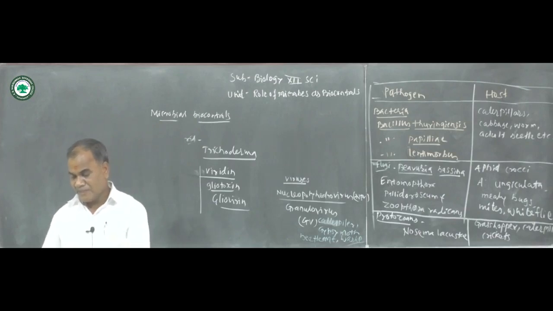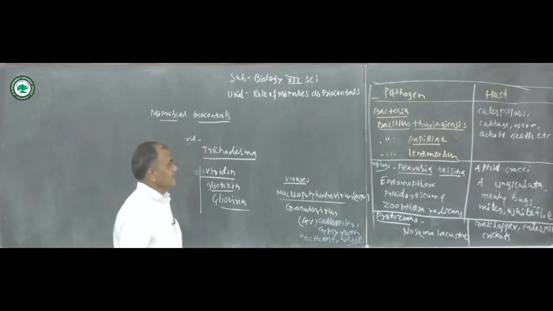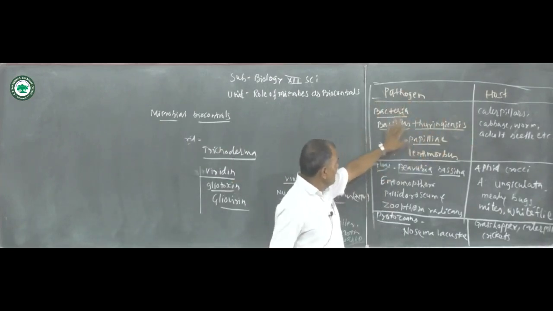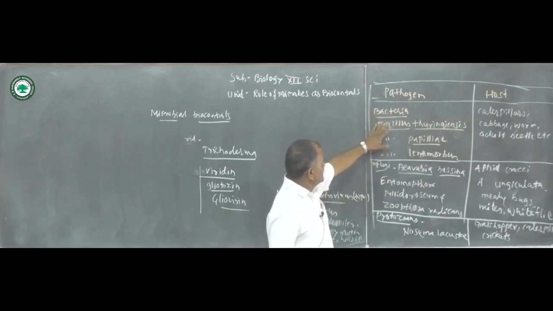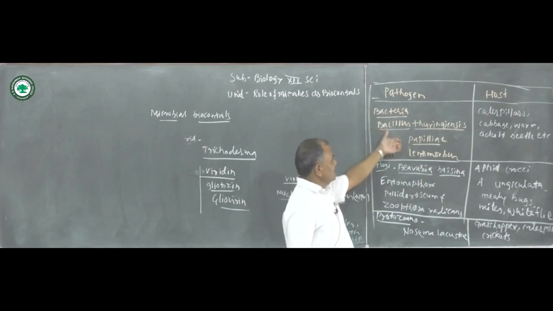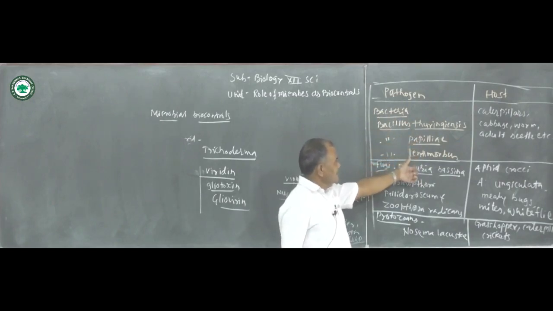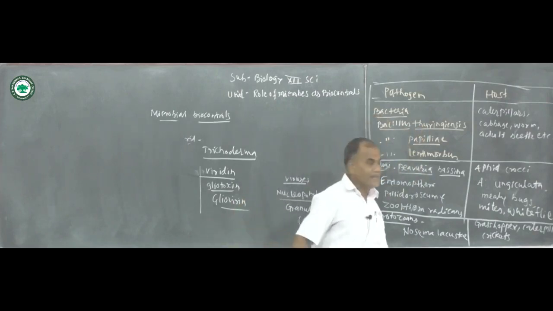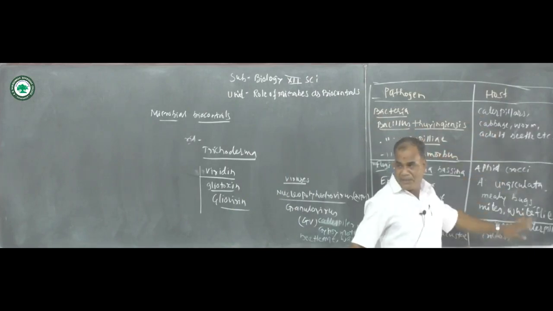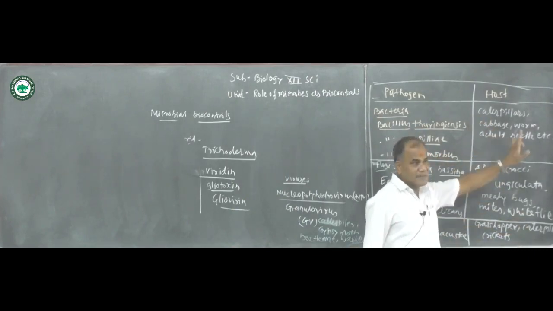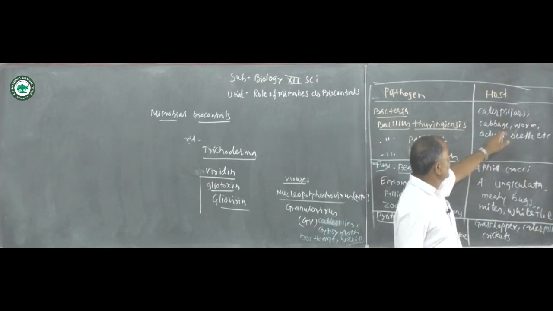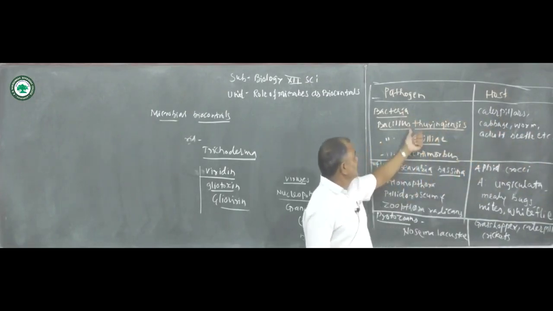If we see the microbial pesticides and their hosts, these are the pathogens, these are the hosts. For the bacteria, we see Bacillus thuringiensis, Bacillus popilliae, Bacillus lentimorbus. These bacteria have the ability to control what type of pest? First is the caterpillars. What are caterpillars? After the butterflies are born, the larva come out from these. These caterpillars are controlled by bacteria like Bacillus thuringiensis, Bacillus popilliae, and Bacillus lentimorbus.